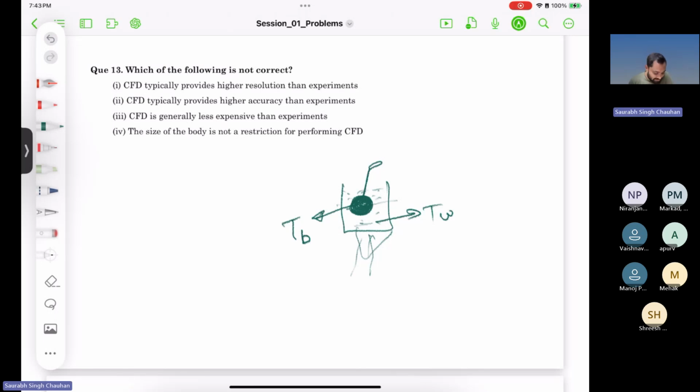Why the resolution in the experiments cannot be infinite? Because there are some limits. Your camera, for example, will have some resolution, 1 megapixel, 2 megapixel, and it will have limits on the temporal resolution. It can be 4,000 frames per second, 5,000 frames per second, but there will be some limit. And the experimental setups are usually more costly, and size is most of the time a constraint in experiments. And the accuracy part I will leave up to you.